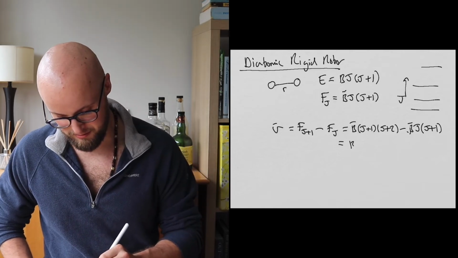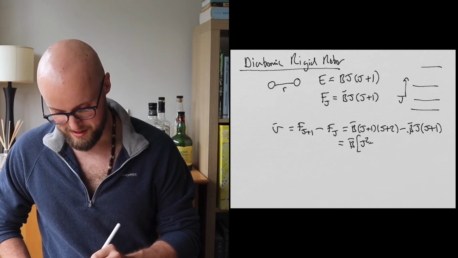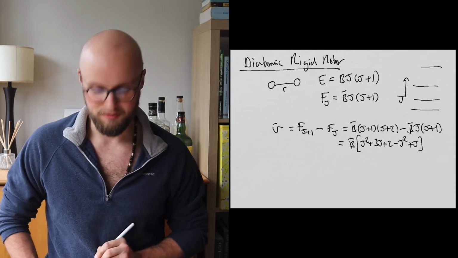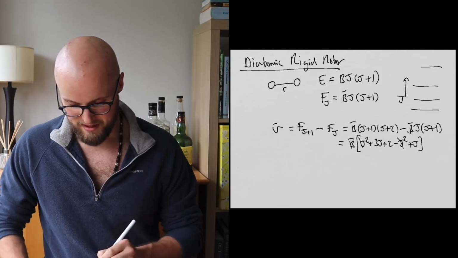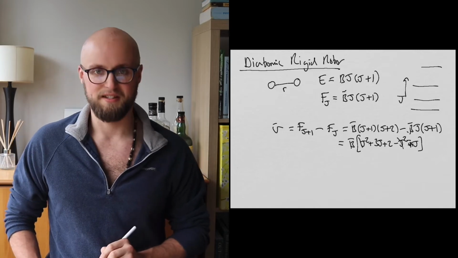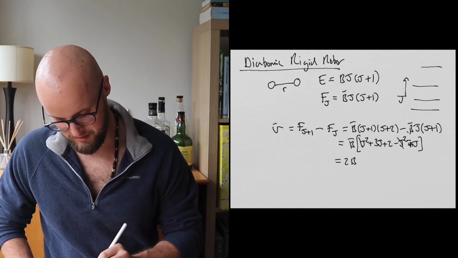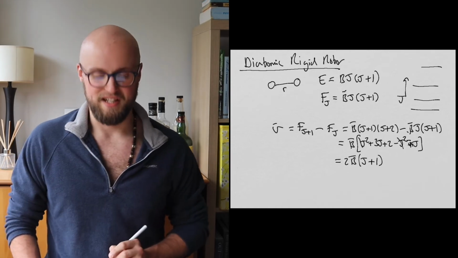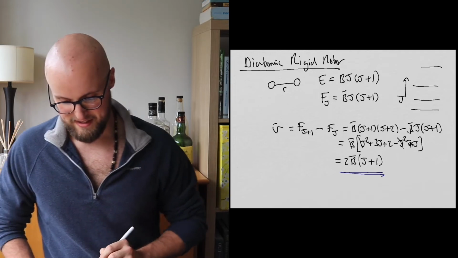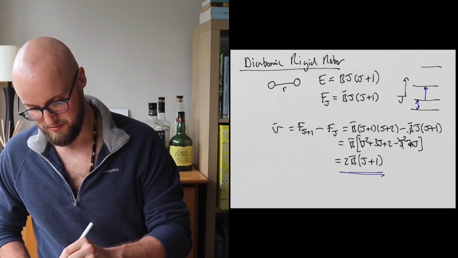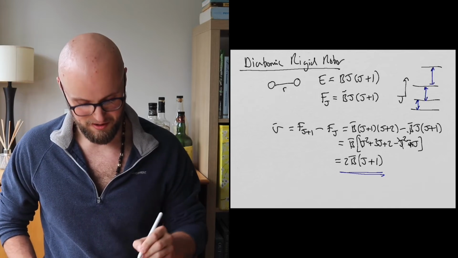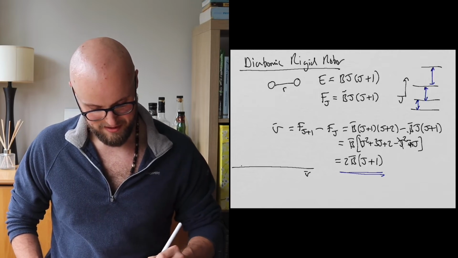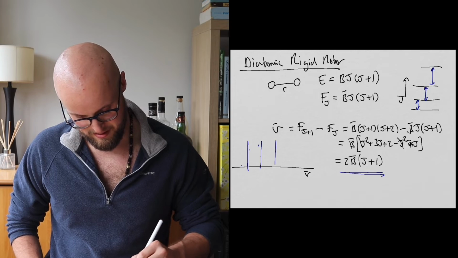Let's just do it now. I'm going to get B(J squared plus 3J plus 2 minus J squared plus J). Cool, and get rid of the J squareds, tidy everything else up, and we're going to get 2B(J+1). So that is the energy of the line we'll see, one of these lines. So in our spectrum, if I plotted a rotational spectrum with frequency down here, I'm going to see a whole series of lines: a line here, here, here, here.